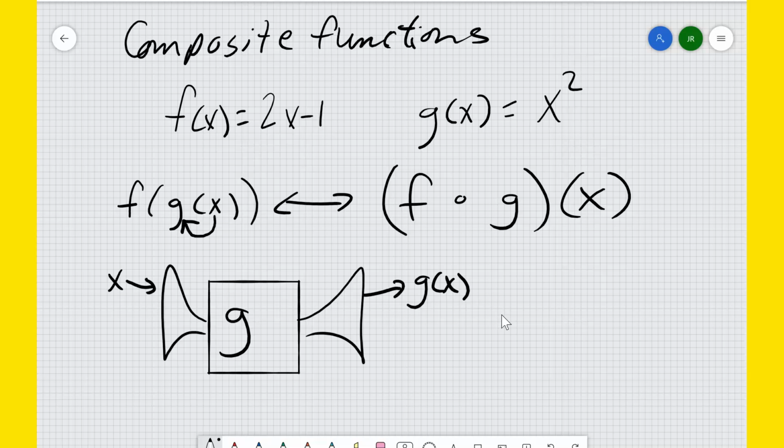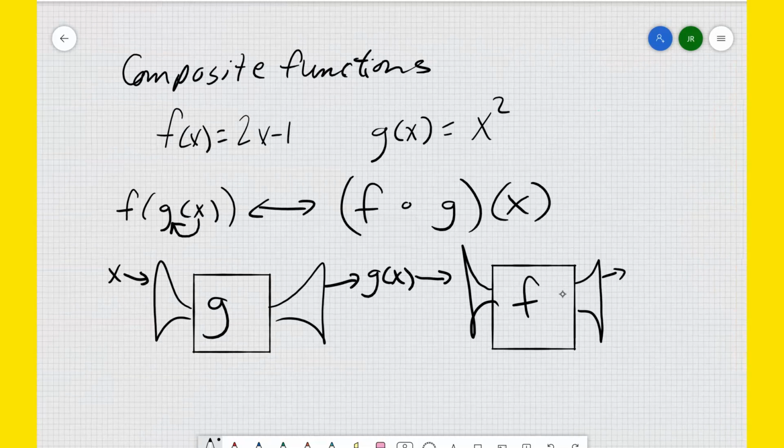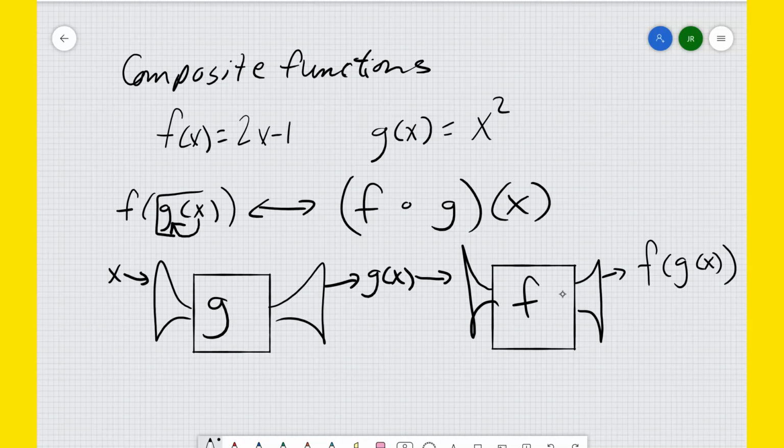So if x was 5, then g of x would be 25. And then that result now goes into the f function, and that gets spit out as f of g of x. So the x goes into the g function, and then that result goes into the f function. Same thing that happens here. The x goes into the g, and then whatever that results in goes into the f. And then that gives the final answer.